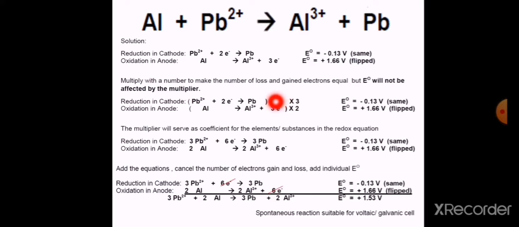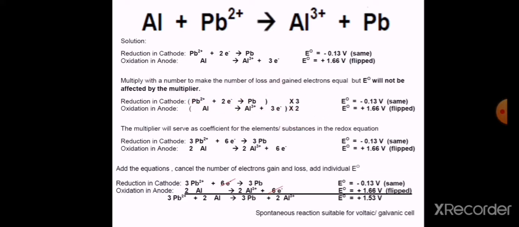Parehas silang 6. Okay, once you multiply these equations with a factor, always bear in mind that the cell potential will not be affected by any multiplier. Ang nangyayari, ang nakaka-affect lang kay cell potential ay yung pag-flip. At ang effect lang sa kanya ay positive or negative, yung pag-change lang ng sign. Hindi natin ito minumultiply kahit na may multiplier dito sa mga equations na to.